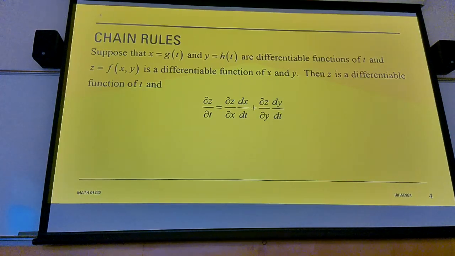And then this can be extended to any number of variables. Right, so if you have a four-variable function, but each of the four independent variables is a function of a single independent variable, you can still use this chain rule. Right, you just extend it.